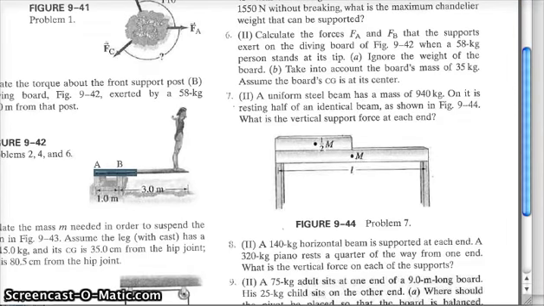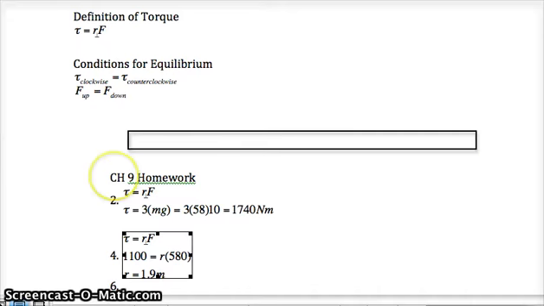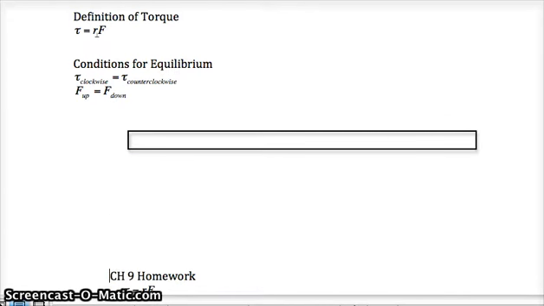Number 6 says calculate the forces FA and FB that the supports exert on the diving board when the person stands at the tip, when you ignore the weight of the board, and when you don't ignore the weight of the board. So here, this is meant to represent the board, and you've got 3 forces acting. One of the forces is the weight, and weight is always down. So that's the weight. You've got 2 other positions. You've got FB here, and you've got FA there.